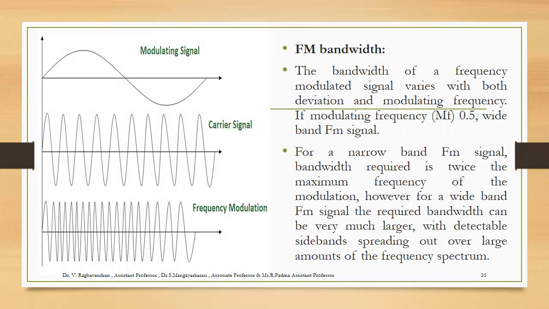So the first one, the modulating signal, is specified. The second one is the carrier signal. The third one is the frequency modulated signal.